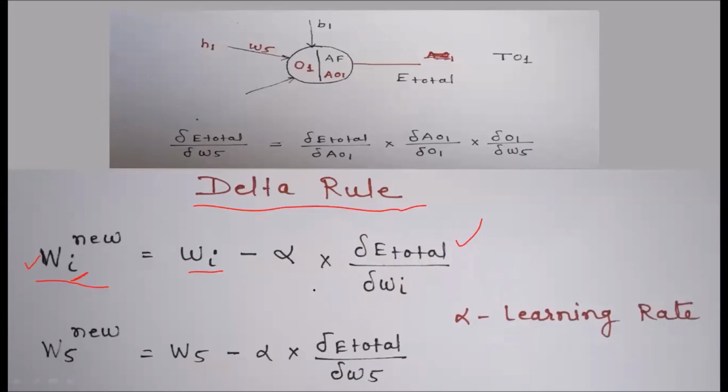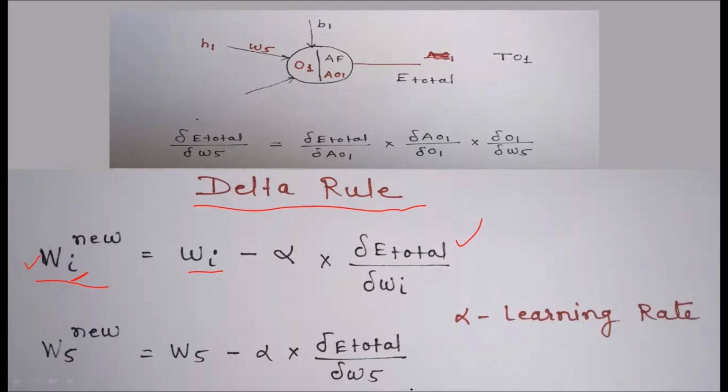Now here alpha is the learning rate. It decides how fast you want to train your network, or how slow you want to train your network. Always a slow and steady network is better. So the value of alpha is selected as 0.5, 0.6, like that.